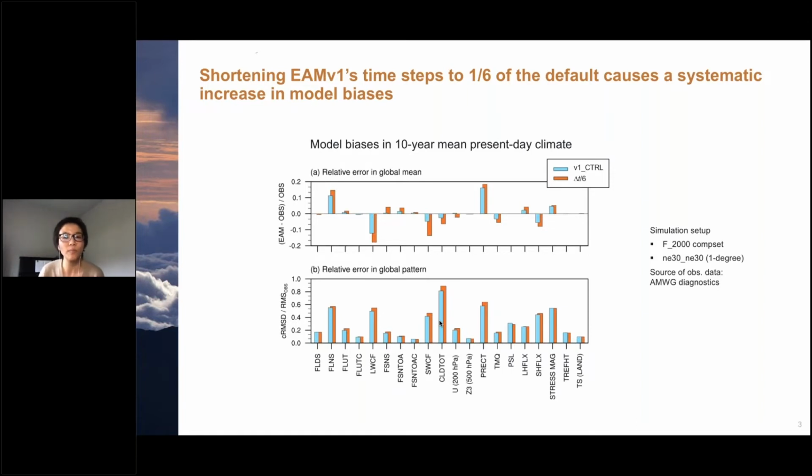On this slide, you see these bars showing the biases in these two simulations compared to the observation. The upper panel is the biases or errors, normalized in the global mean values, and the lower panel is basically the error in global pattern. Cyan is our default model, and orange is the simulation where we reduce the step sizes. So overall, the general impression is that when we reduce step size, the model biases systematically go up, which is probably not surprising at all, given that we all know our model developers have spent a lot of time carefully tuning the model and trying to optimize the match between simulation and observation.